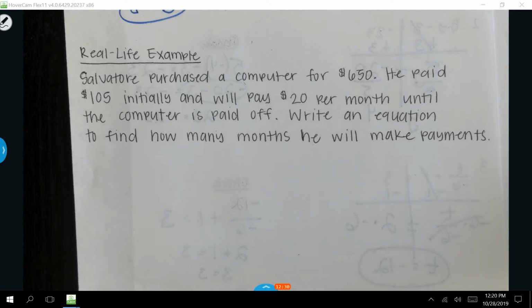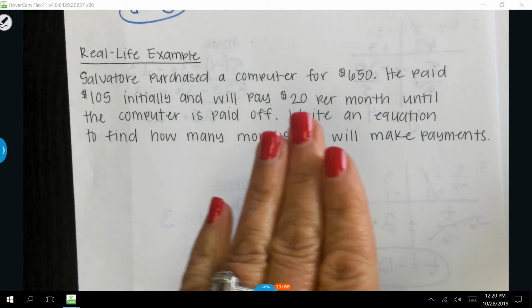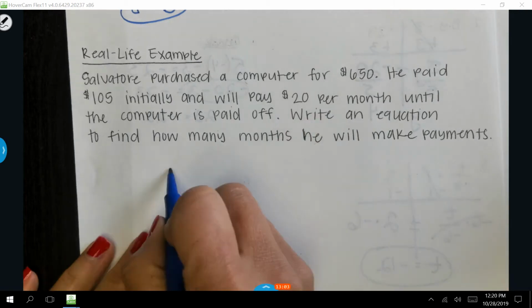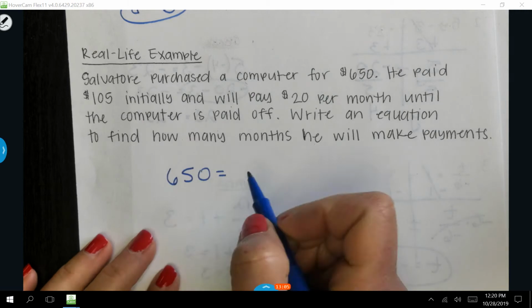So Salvador purchased a computer for $650. He paid $105 initially and will pay $20 per month until the computer is paid off. Write an equation to find out how many months he will make payments. Typically, this works in a different way, like when you go to buy a car. If you don't have the cash, you might have some money to put down, but then they ask you how many months, like, do you want to pay this off in 5 years, 4 years? But we know he's going to pay a certain amount per month. So the total is $650.